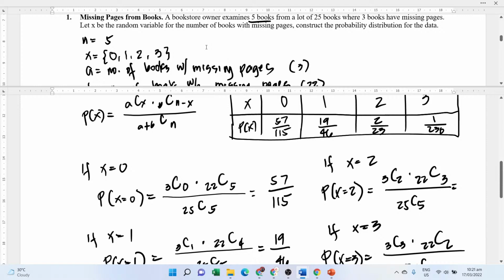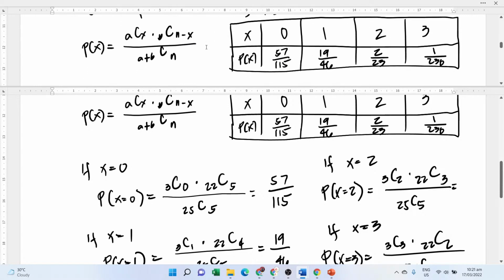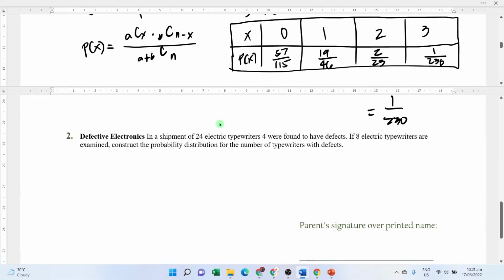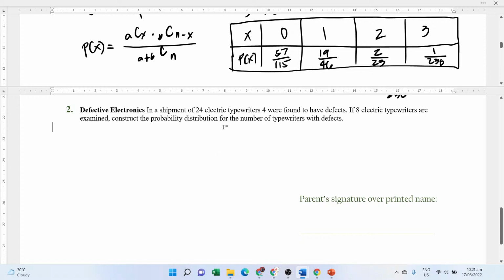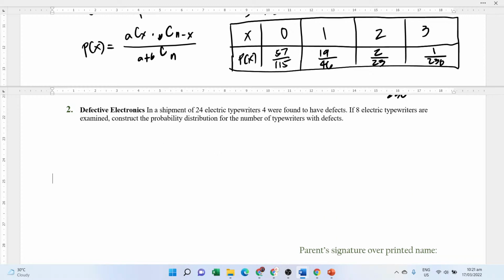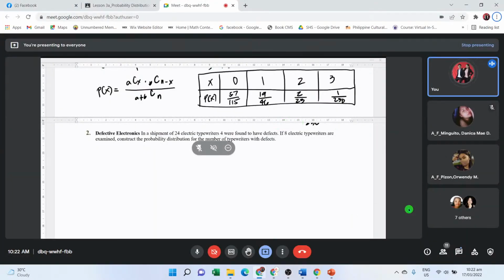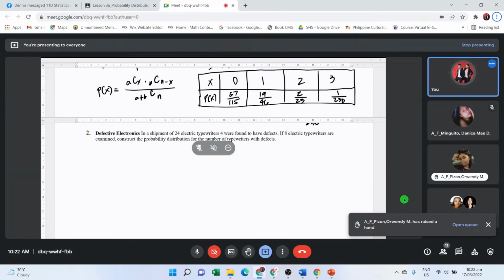Okay. So let us please check your answers. These are our representations, the discrete probability distribution. Please check your work. Let us proceed right away to number 2 so that we can proceed to exercise number 5. Okay. May I ask someone again to read?